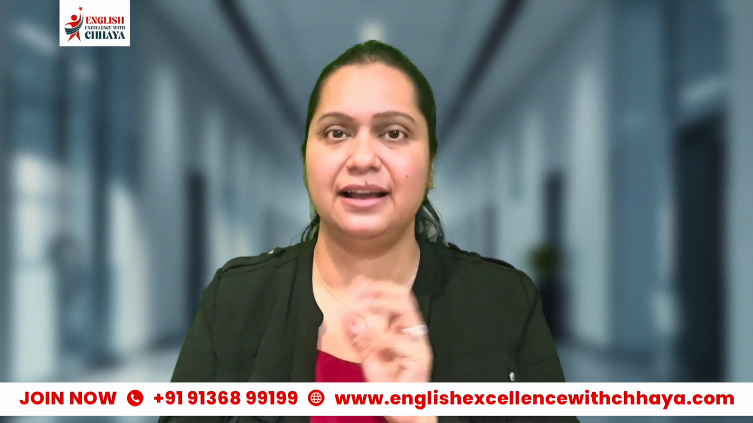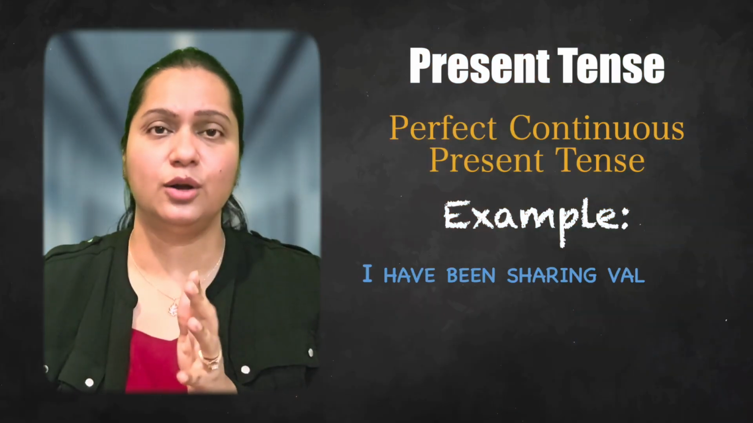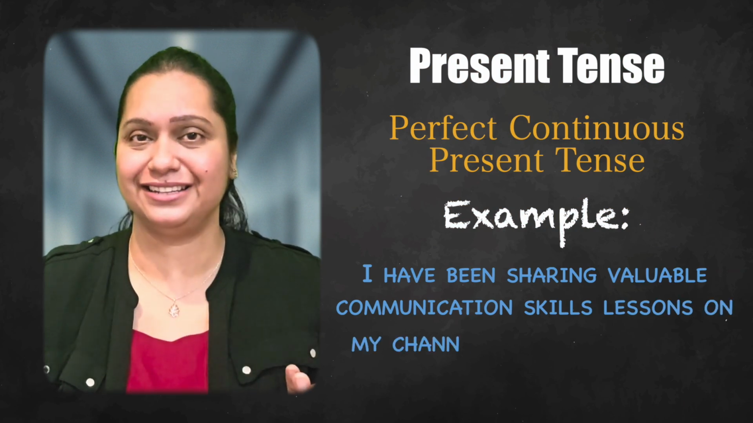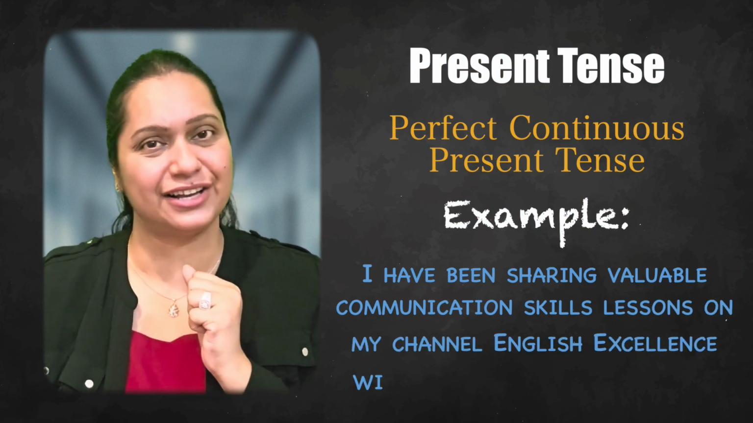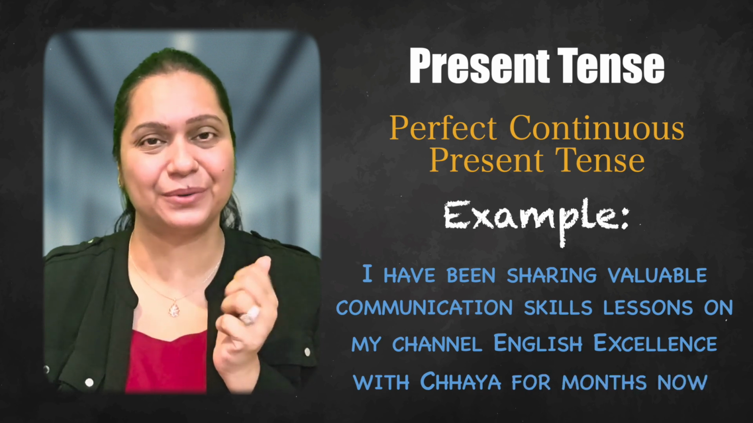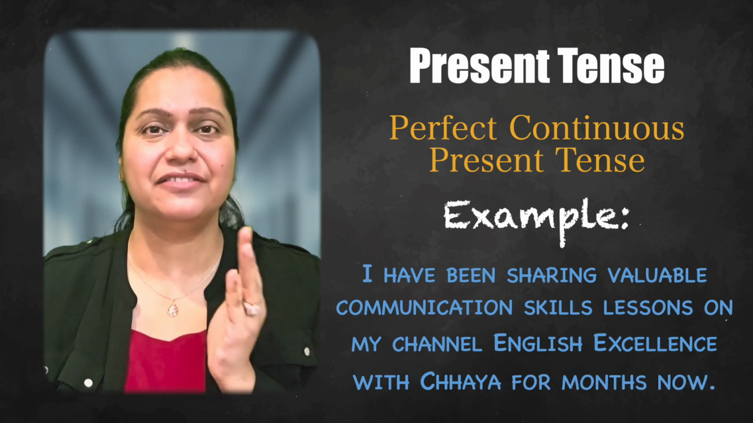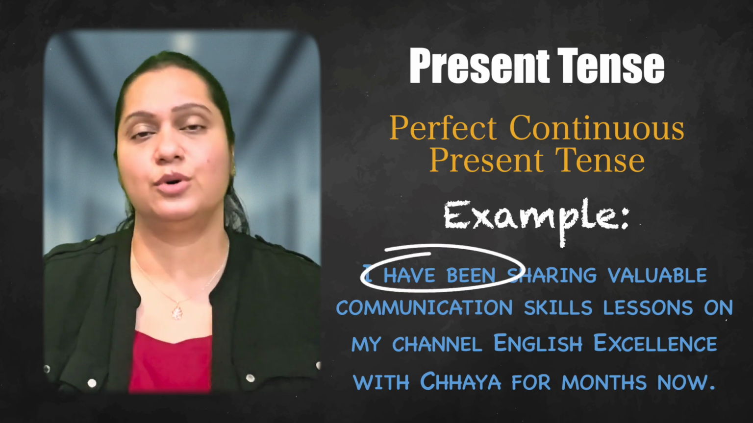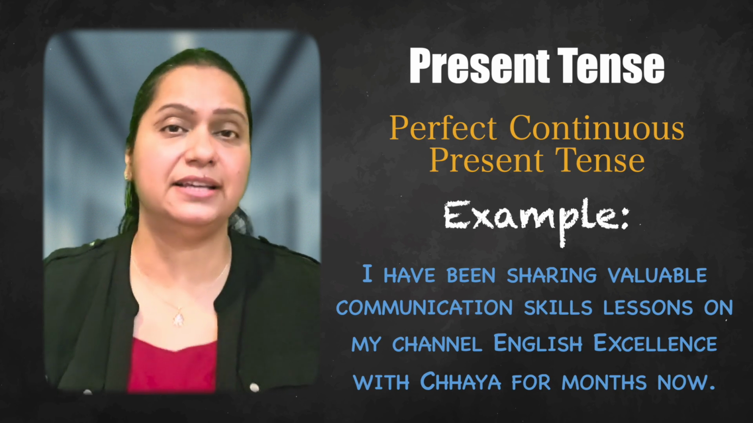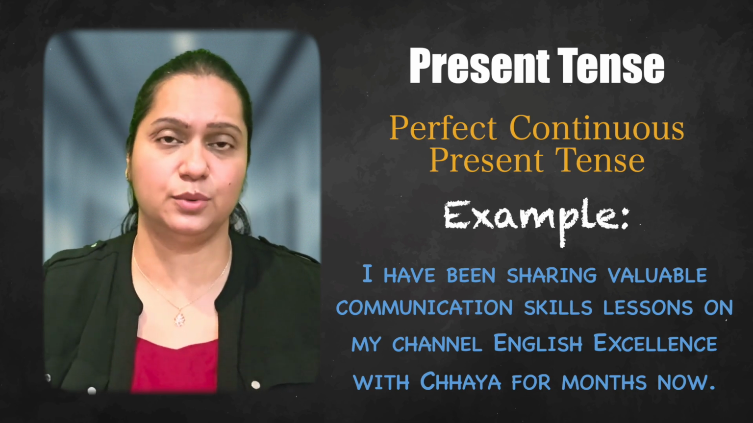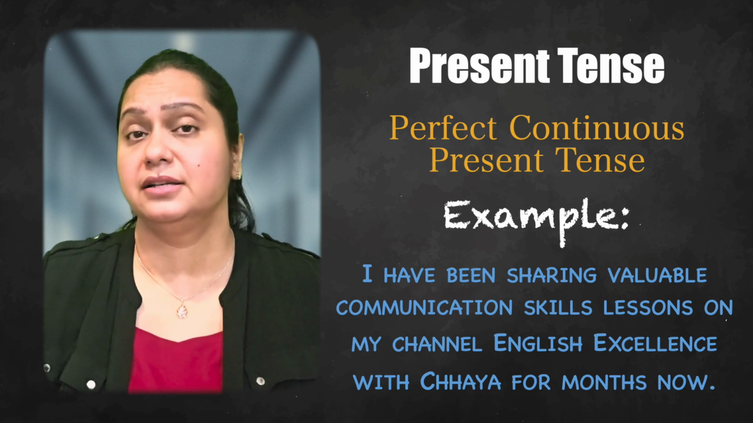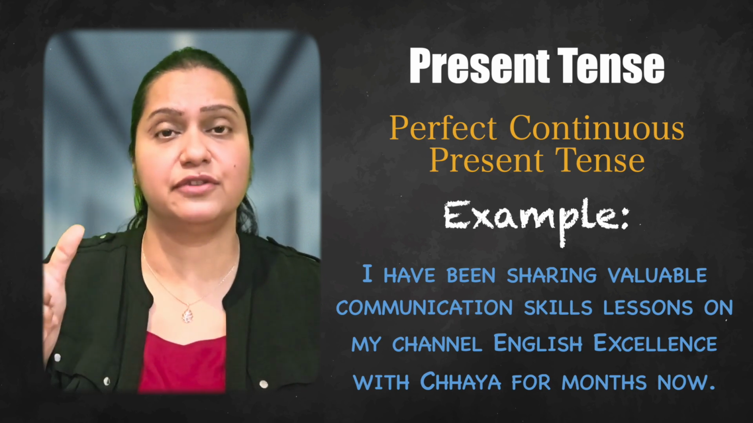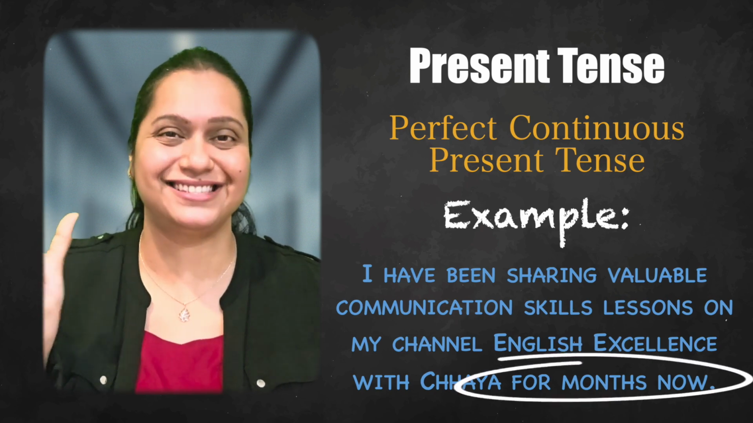For example, I have been sharing valuable communication skills lessons on my channel, English Excellence with Chhaya, for months now. Okay, I have been sharing. So have been was my helping verb followed by the ing form of the verb, the main verb. So I said I have been sharing because I used a reference of time, for months now.